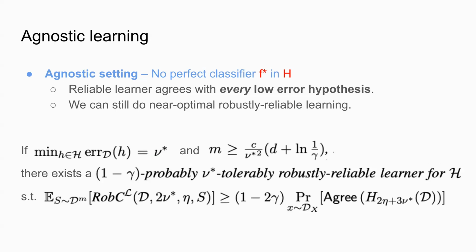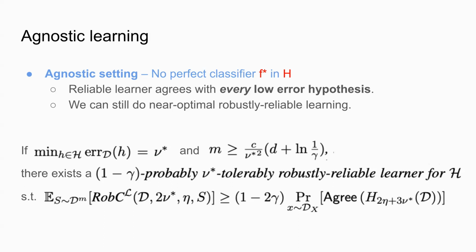If the minimum error over the distribution is some nu star, and the number of data samples is at least d over nu star square, then we show that with 1 minus gamma probability, and this 1 minus gamma probability term just refers to the requirement that we're sampling over the distribution.